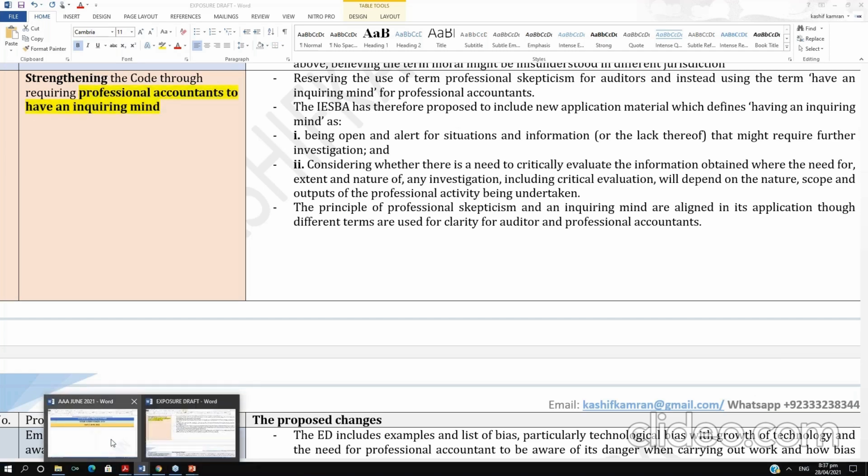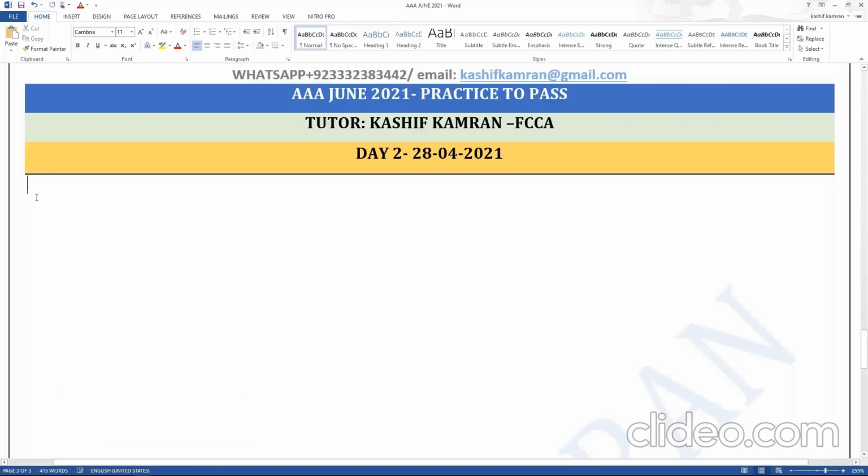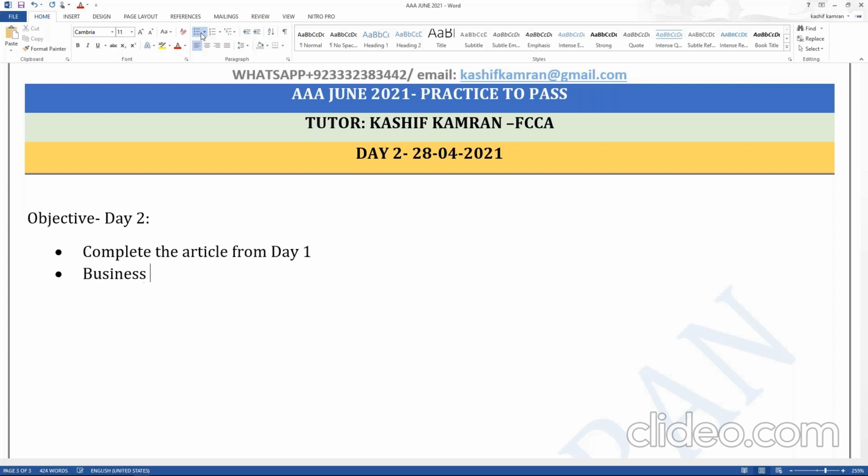So if I just take my Word file for day 2 in front of your screen, and we start with the objective of day 2. What we need to do on day 2, we have to do 3 things. Number 1, we have to complete the article we were discussing yesterday, from day 1, which I have just started.